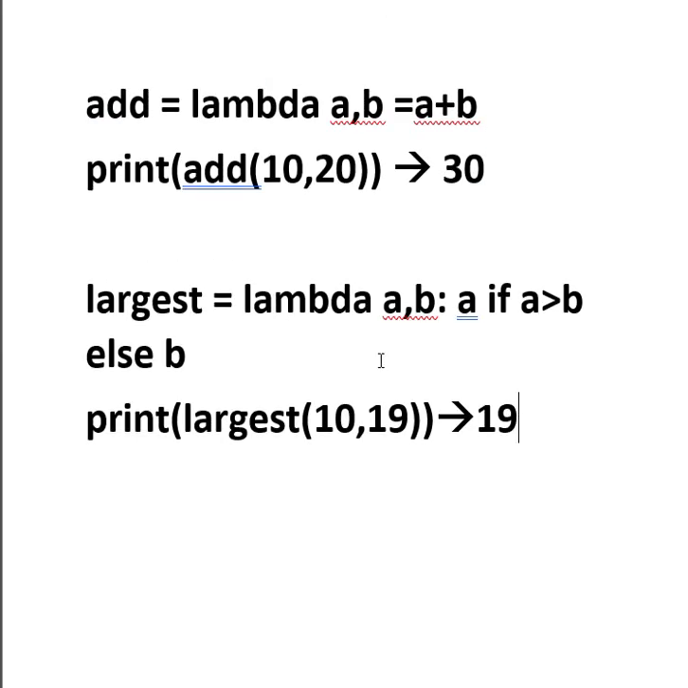Okay. These are the examples for the lambda function. Next we are going to see the anonymous function. A lambda function is commonly called an anonymous function because it can be created without a function definition, without def.